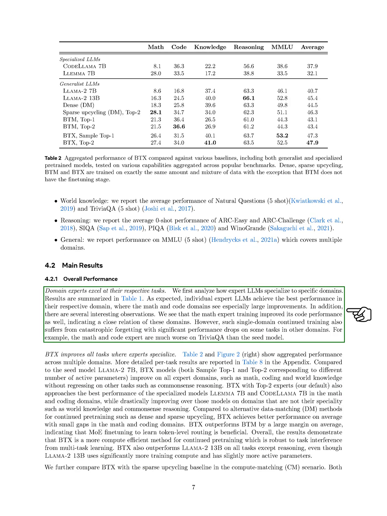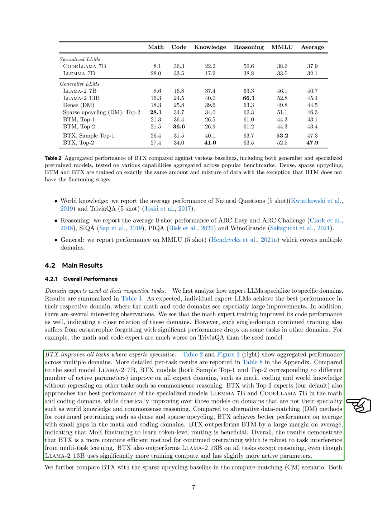We analyze how expert LLMs specialize in specific domains and find that they excel in their respective tasks. BTX improves tasks where experts specialize, as shown in aggregated performance results. Compared to other methods like DM, BTX shows better performance on average, especially in math and coding domains. It outperforms BTM significantly, indicating the benefits of MoE fine-tuning. BTX is more compute efficient and robust to task interference, surpassing Llama 2 13B in most tasks.